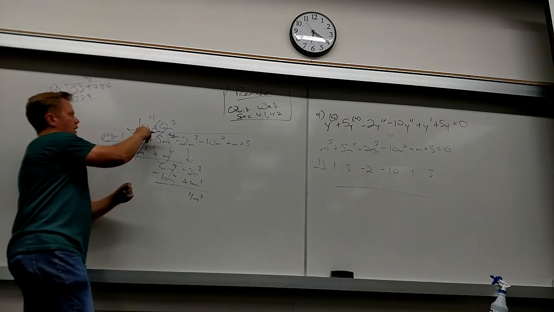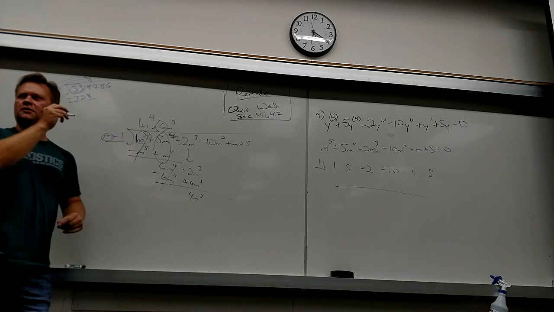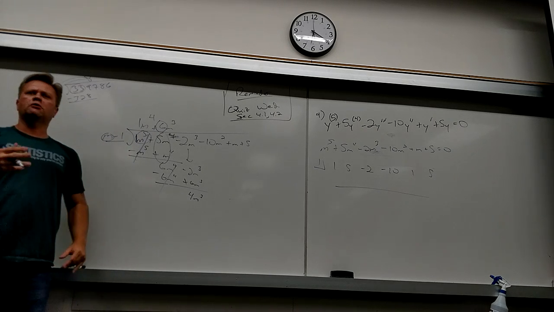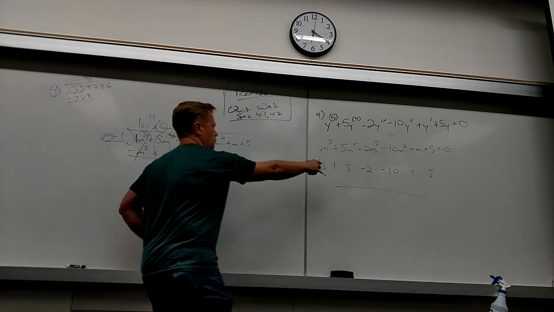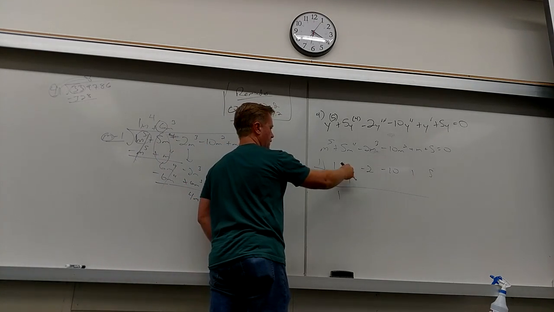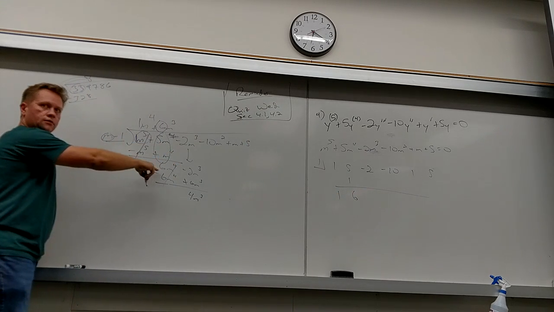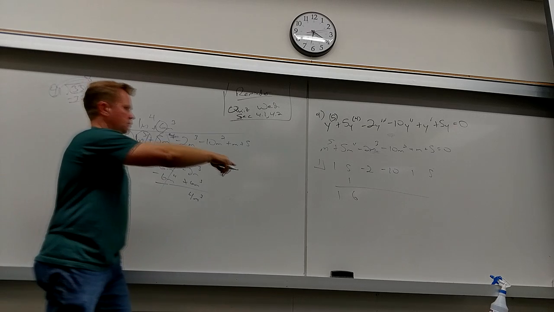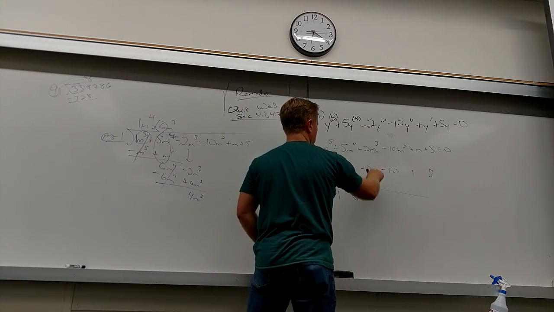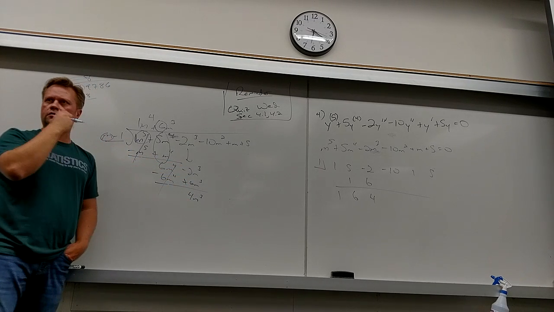Why was this a 1 m to the 4th? Because this is a 1. If that would have been a 2, I would have put a 2 there. So I bring the 1 down. 1 times 1 is 1. 5 and 1 is 6. 1 times 6 is 6. Negative 2 and 6 is 4.